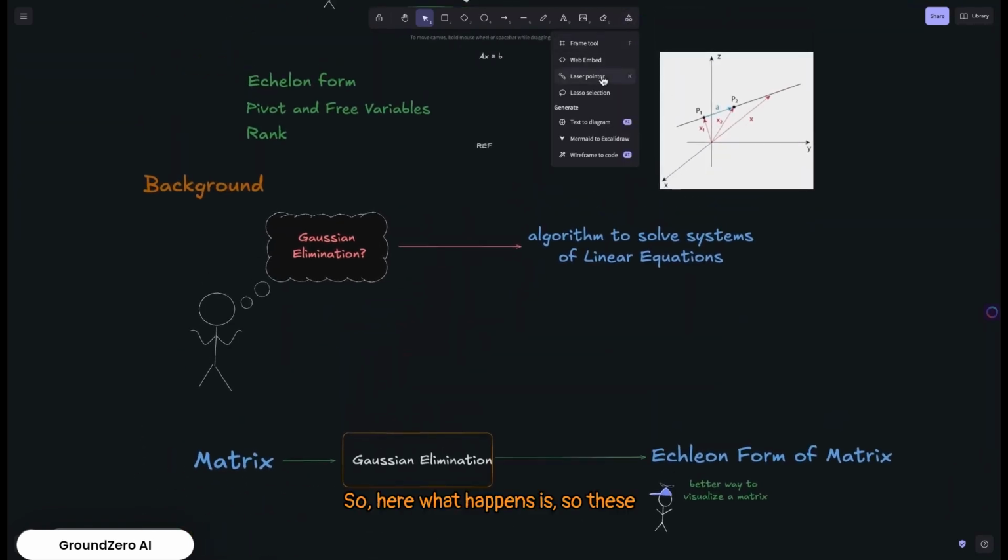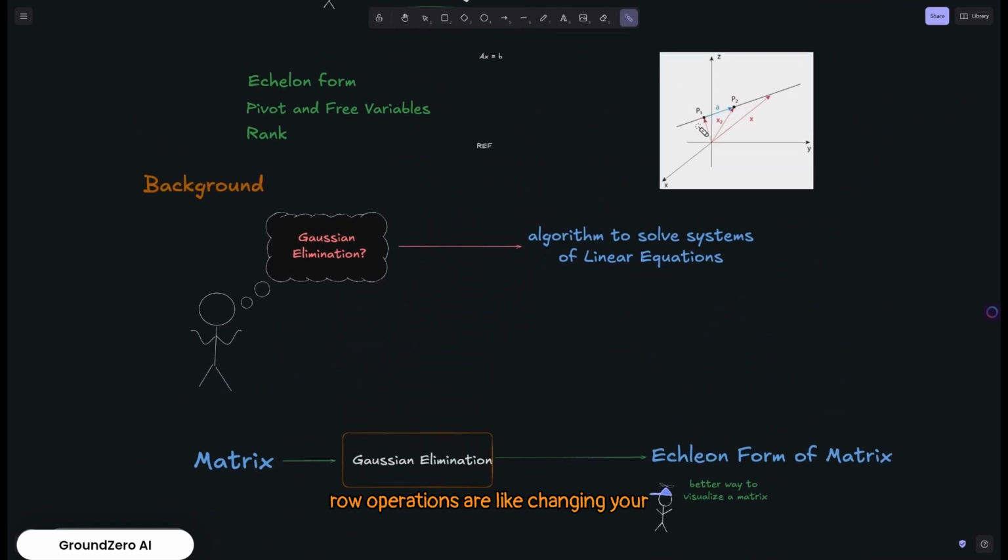So here what happens is, these row operations are like changing your viewing angle or scaling your measurements, like this x2 can be 2x2 or 3x2 as it goes. It doesn't change the planes themselves, just how you represent and see them. So this is all about echelon form.